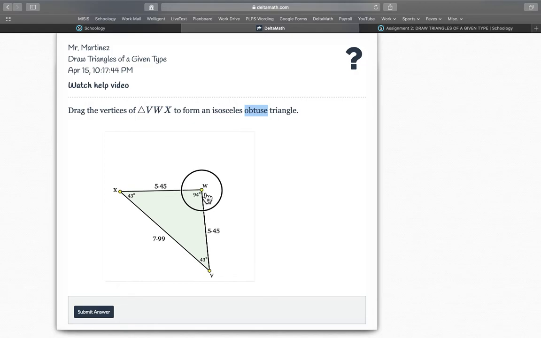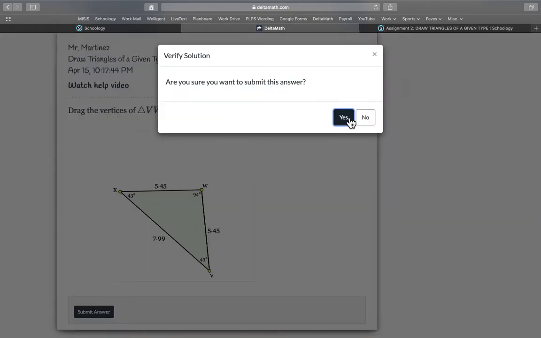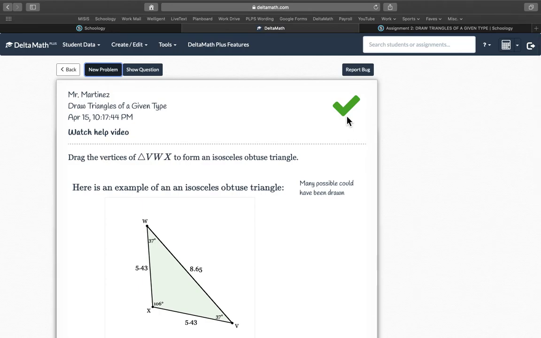So I'm going to click a little more and boom, look at that, 94 degrees. And my 5.45 and 5.45 are still the same. 43 and 43 are still the same. So I hit submit. There you go. Look at that.